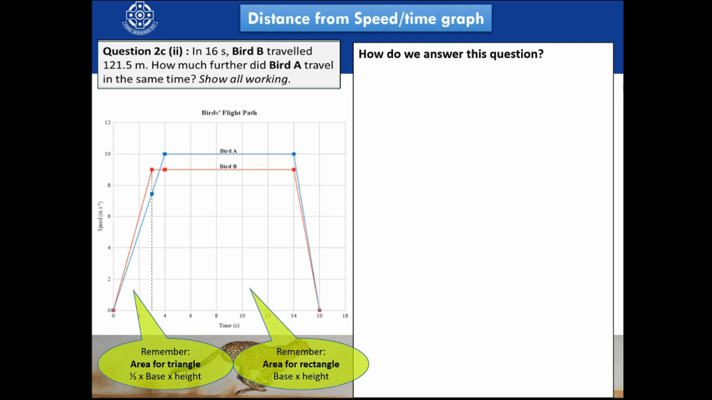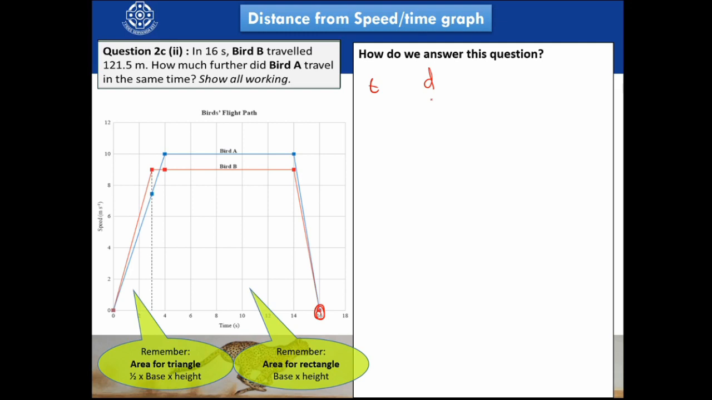In 16 seconds, bird B traveled 121.5 meters. How much further did bird A travel in the same time? So we're at 16 seconds. Okay, bird A traveled, so what do they give us? They gave us time, and they gave us distance. Alright, so how much further did bird A travel?